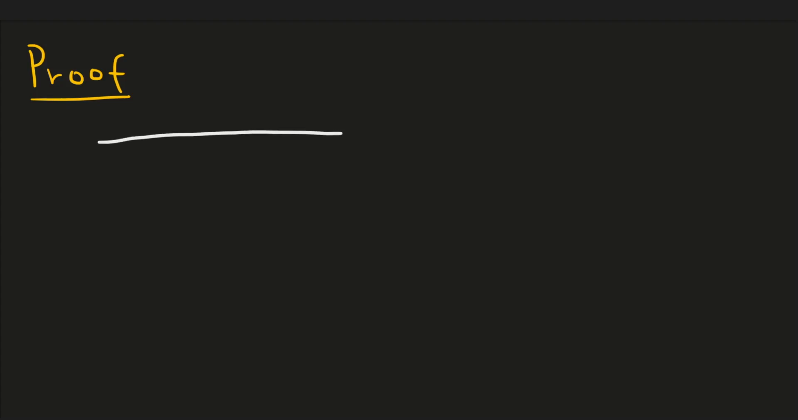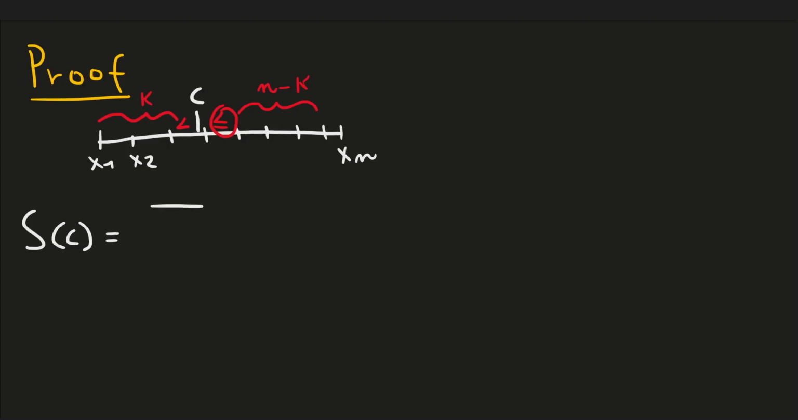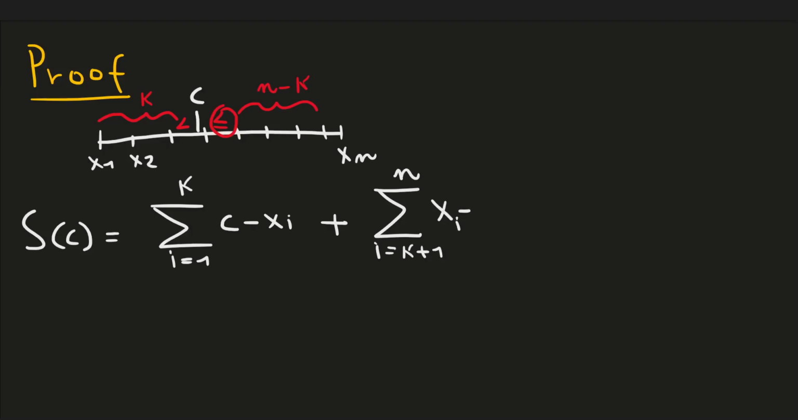So this is our data set, already ordered, as previously said. And we imagine choosing an arbitrary C. Then we have k elements which are less than C, and n minus k elements which are greater or equal to C. Now we can easily split the module. So the sum is equal to the sum from 1 to k of C minus x, plus the sum from k plus 1 to n of x minus C.